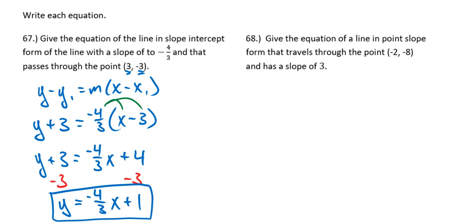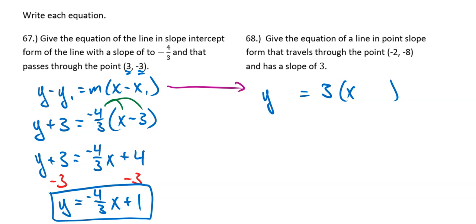Okay? The next one says, give the equation of the line in point-slope form that travels through the point -2, -8, and has a slope of 3. And so we just kind of did this, all right, to start this one. I'm going to use this same format. But again, y and x go here. The slope is 3, and then I plug in the point.